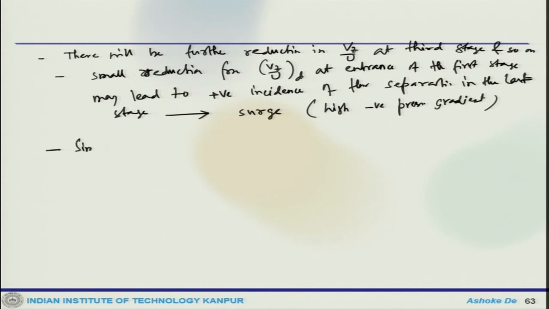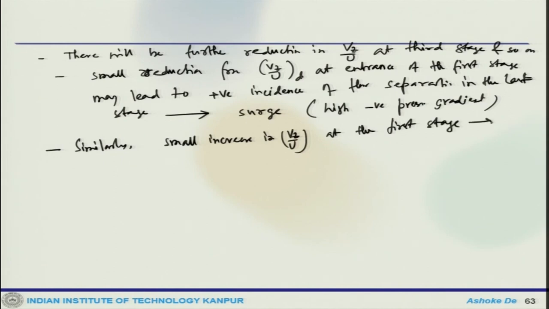Similarly, a small increase in Vz by u at the first stage may cause negative incidence of flow separation in the last stage.